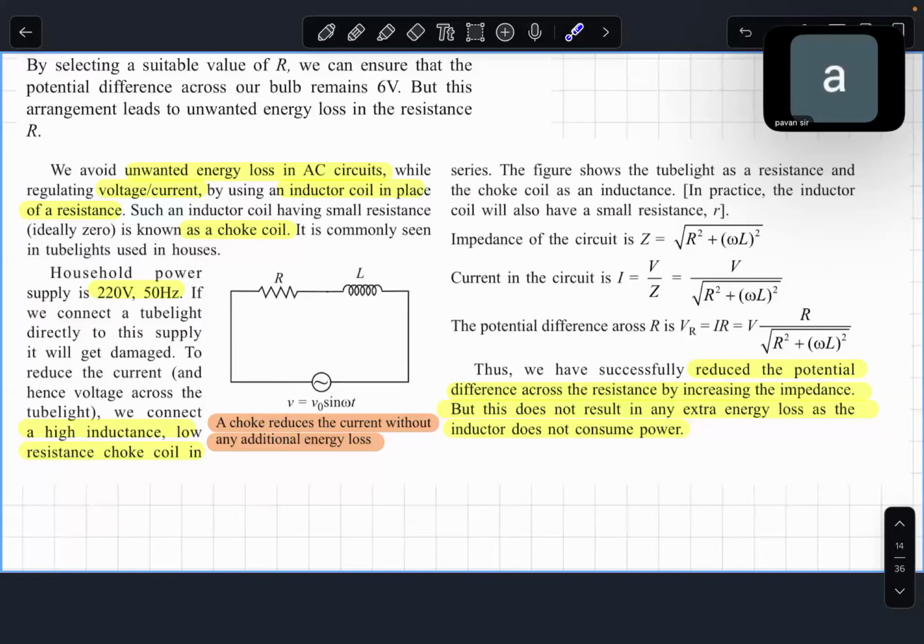These are attractive for mains-based theory questions. So we avoid unwanted energy loss in AC circuits while regulating voltage or current by using an inductor coil in place of a resistance, in place of the rheostat. Such an inductor coil having small resistance, ideally 0, is known as a choke coil. Now we are almost all using LEDs. Earlier we used to have tube lights, fluorescent. In that we used to have these choke coils.